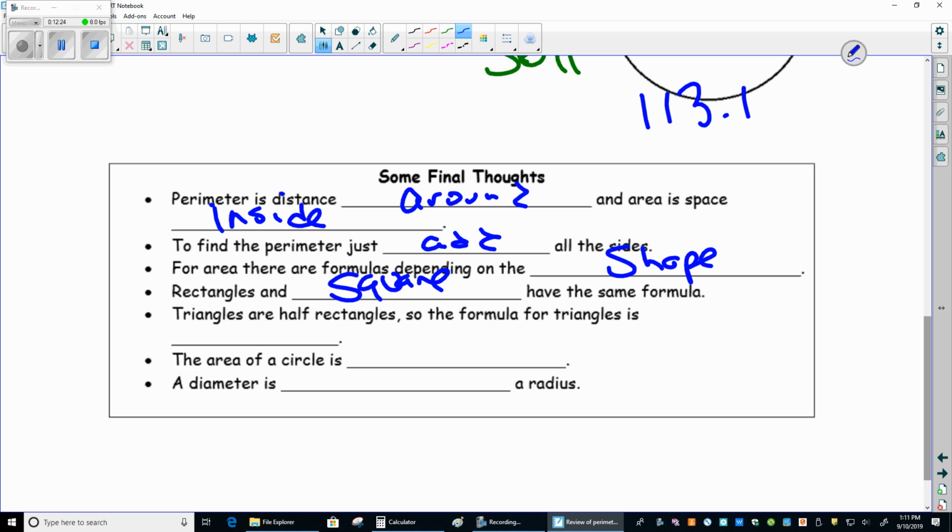Triangles are half of rectangles, so the formula for a triangle is half base height. The big one, the one that we're going to use a ton this chapter, is the area of a circle, and that's pi r squared. And last, a diameter is blank a radius. Most people will say half. A diameter is not half of a radius. A radius is half of a diameter, so our diameter is double a radius. All right, guys, thanks for watching.